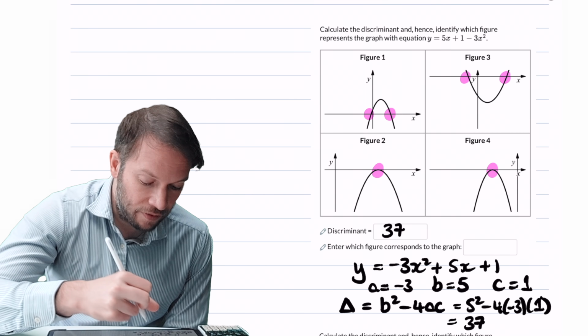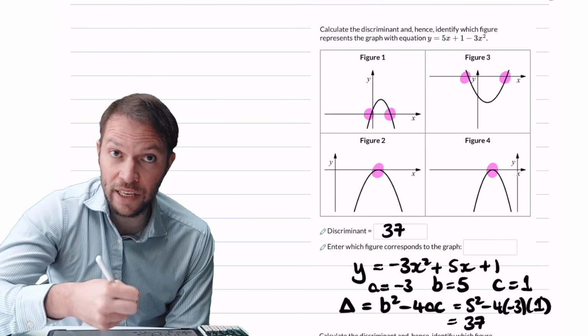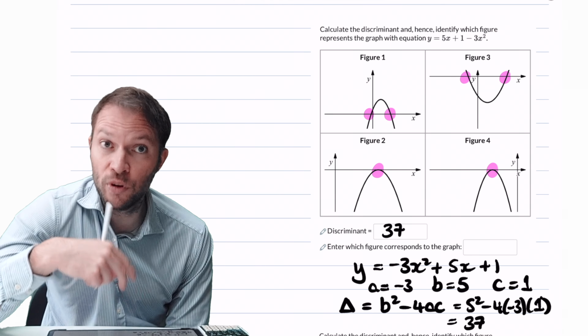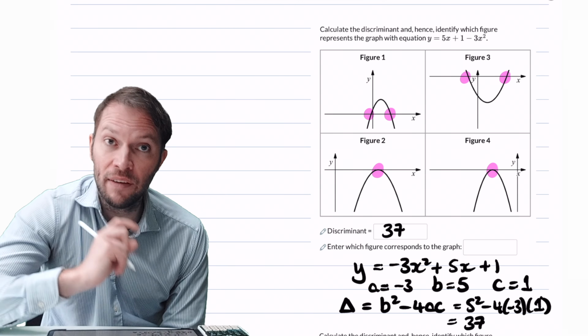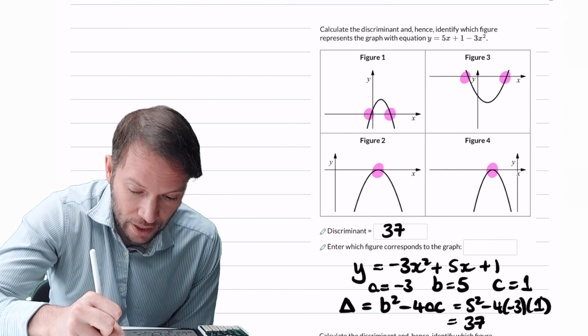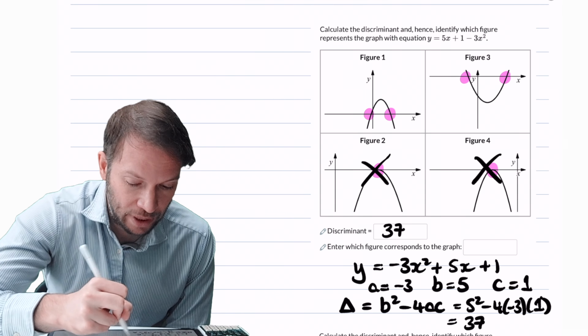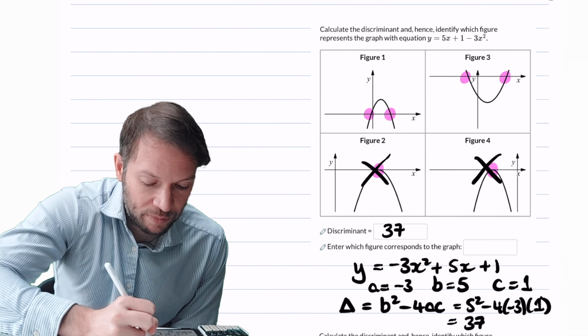Remember we said that if b squared minus 4ac was greater than 0, so 37 is greater than 0, we had 2 distinct roots. If the discriminant was equal to 0, we would have 1 distinct root. But because this is greater than 0, we have 2 distinct roots. So therefore, it can't be this diagram, and it can't be this diagram here, because they only have 1 root, 1 x-intercept. So therefore, it must be one of these two.